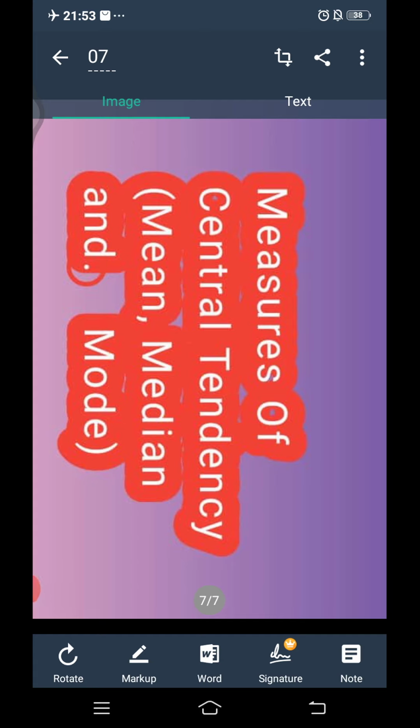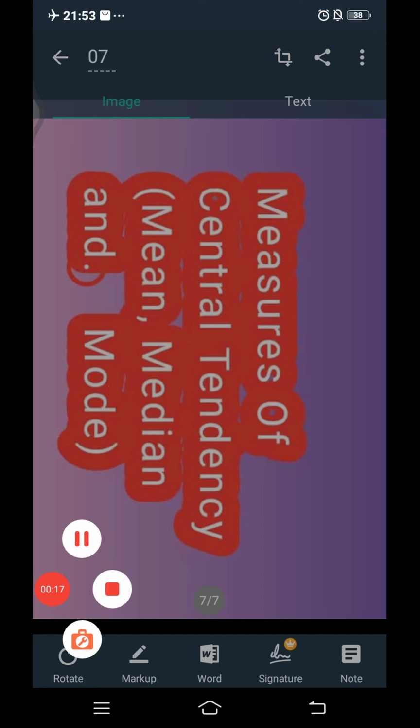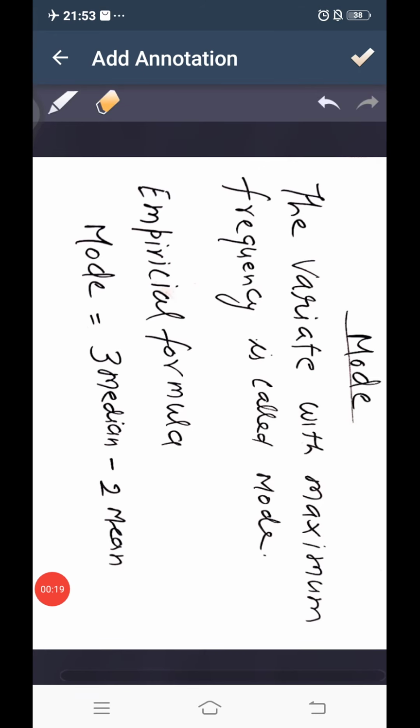Till now, we have learned how to find mean and median. Now, we will learn how to find mode. So, let us see mode. The variate with maximum frequency is called mode.